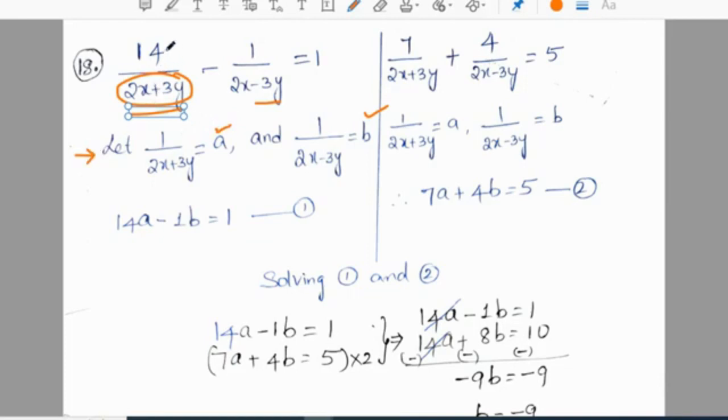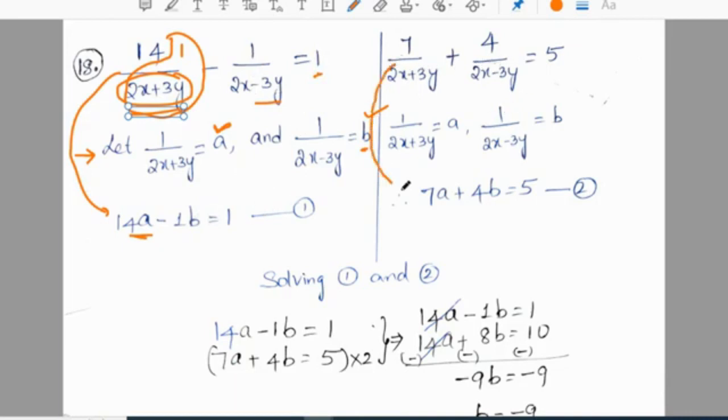I repeat, 14 into 1 by 2x plus 3y. 1 by 2x plus 3y should be taken as a, and 1 by 2x minus 3y should be considered as b. So this term will become 14a. Many students will write 14 by a. It is wrong. 14 into 1 by 2x plus 3y is a, so 14a. 1 by 2x minus 3y is 1b, which is b.